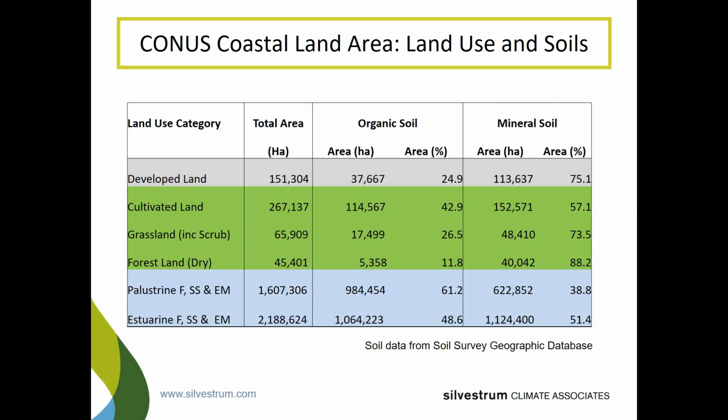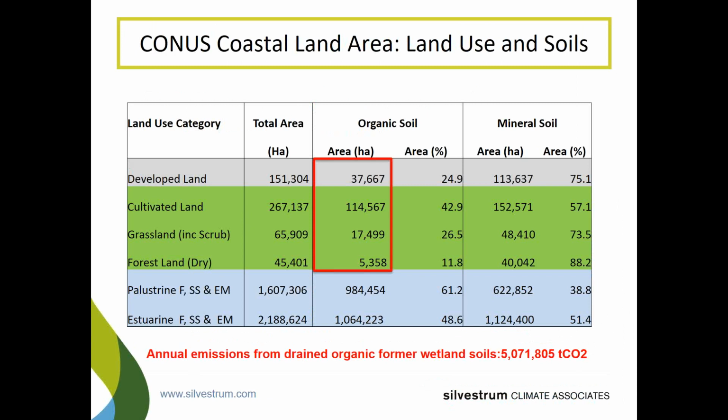Now, if we look at the organic soils and estimate the amount of CO2 that's been emitted each year, then approximately 5 million tons of CO2 is being released ongoing from these drained organic soils around the US. And as I mentioned, this is accounted for under the other land use categories of the inventory. But it reflects an ongoing emission that continues.